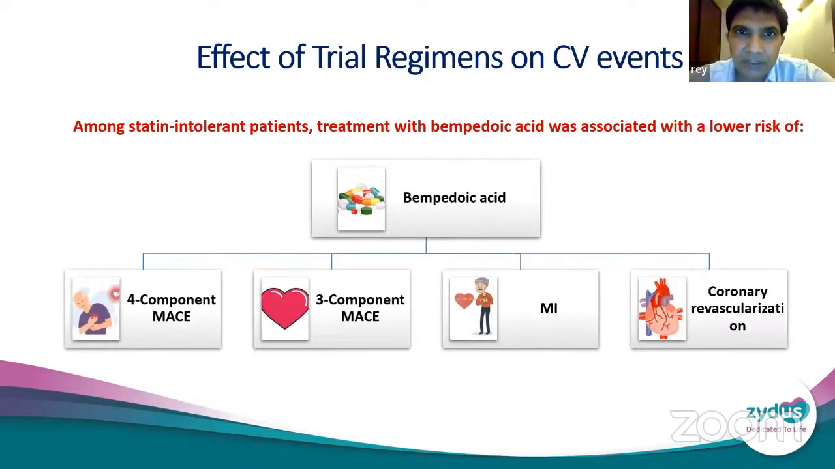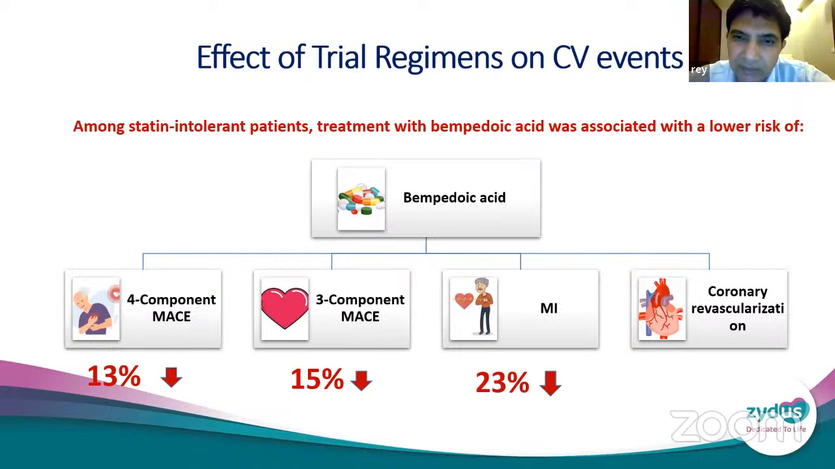So, regarding the effect of the trial regimen on cardiovascular events in statin-intolerant patients, treatment with bempedoic acid was associated with a lower risk of major adverse cardiac events: around 13% reduction in the 4-component MACE, and around 15% reduction in the 3-component MACE. Myocardial infarction was reduced by around 23%, and coronary revascularization by 19%.